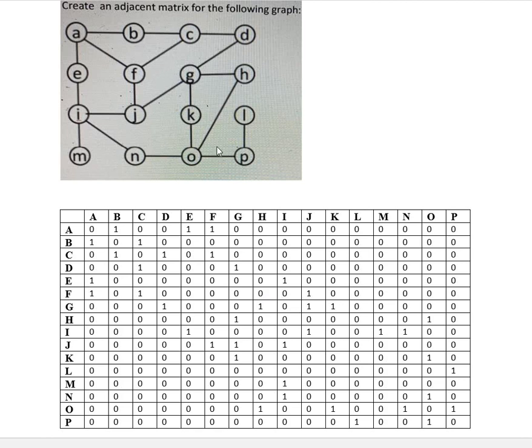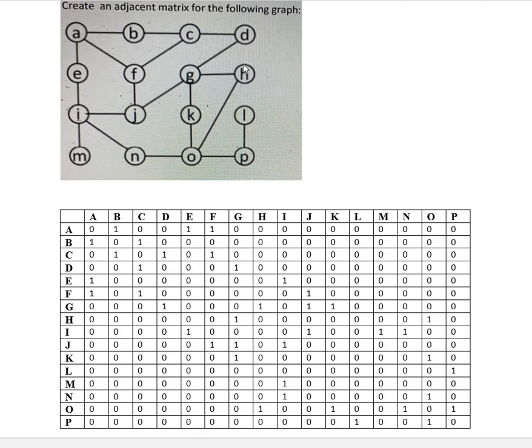So we go on to G now. G has 4 nodes, 1 to D, H, J, K. So D, H, J, K. Everything else is 0. We'll come across here: D, H, J, and K, and everything else is 0.